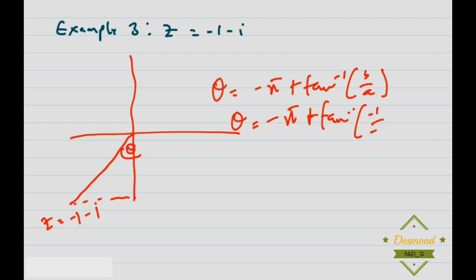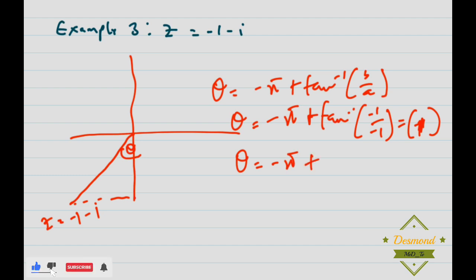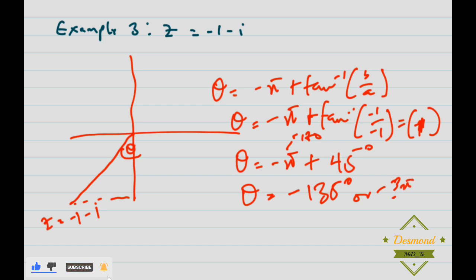negative 1 over negative 1, which is 1. So tan inverse of 1. So we have theta equals negative pi plus 45 degrees. We know that pi is 180, so negative 180. So when we subtract, we get negative 135 degrees, or negative 3 pi on 4 radians. Very simple. Let's go to our next example.